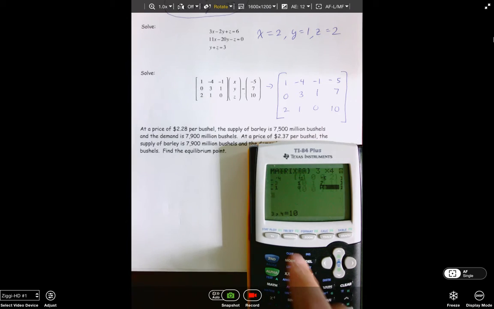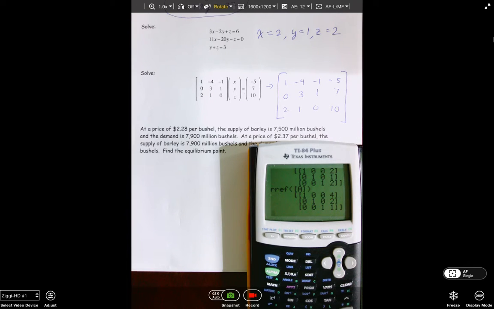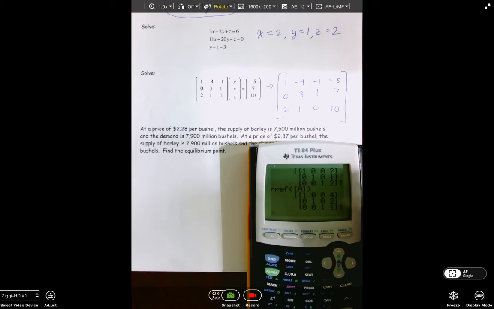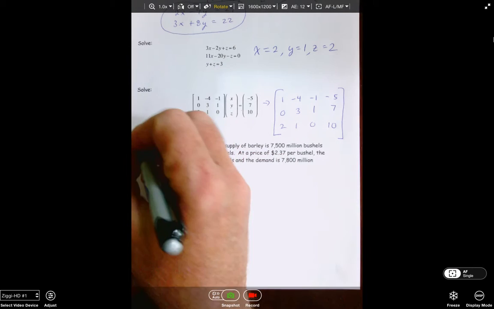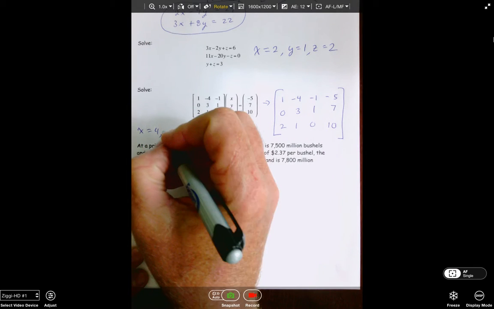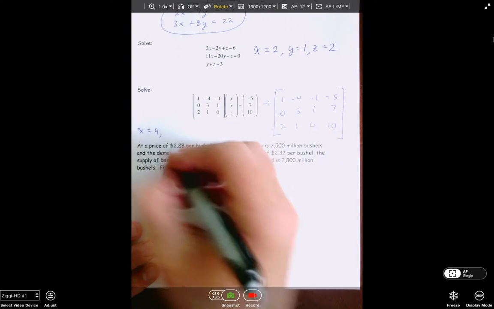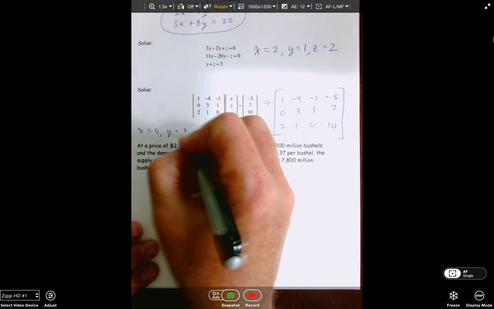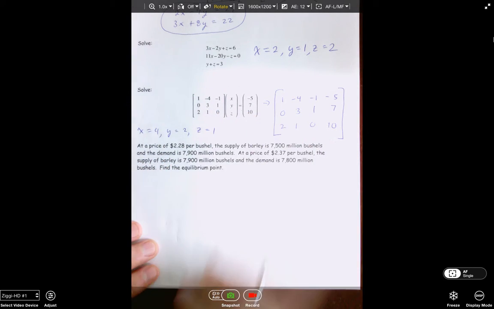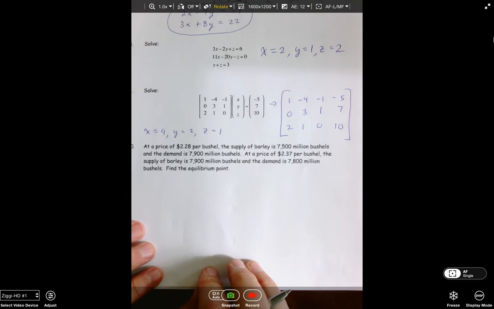So guys, go second function quit. Here I'm just going to go second function entry because I want that over again. So my answers are 4, 2, and 1, which again I get from this last column. So since I'm using x, y's, and z's, x is equal to 4. Y is equal to 2. And z is equal to 1. Guys, y'all should be really good at that.